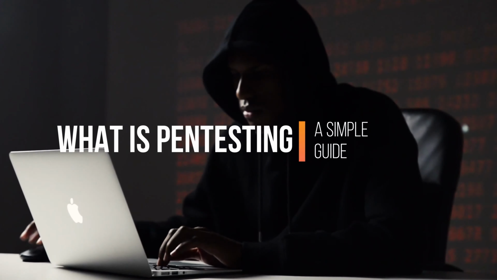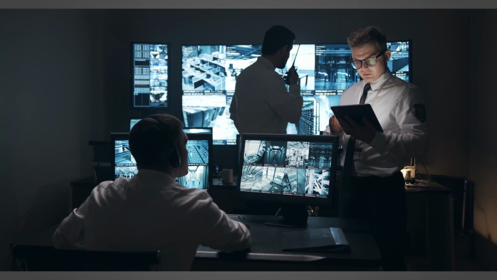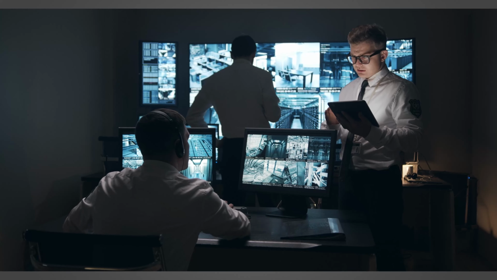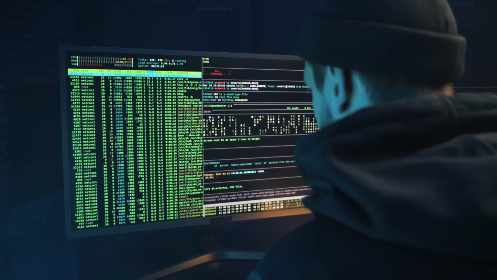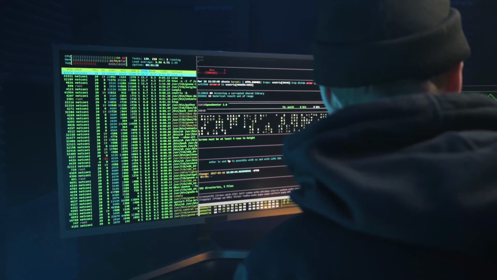What is penetration testing? Penetration testing is a process of identifying and exploiting security vulnerabilities in a computer system, network, or application. It involves simulating an attack on your own system to identify weaknesses that attackers may exploit. This is done by using various tools and techniques that hackers use to penetrate systems.